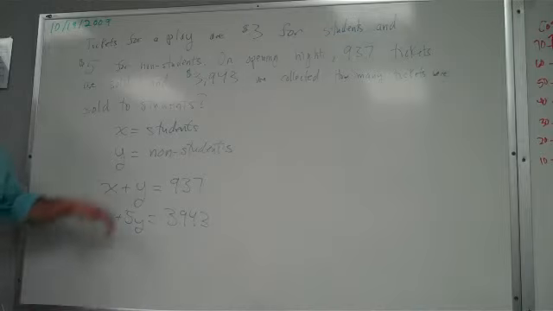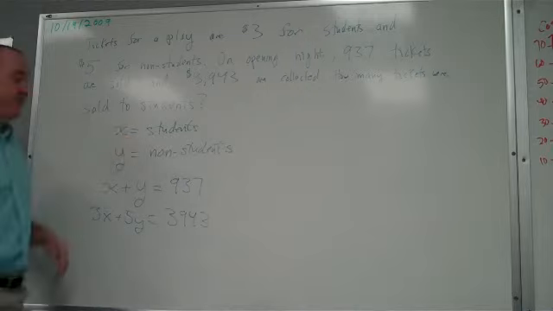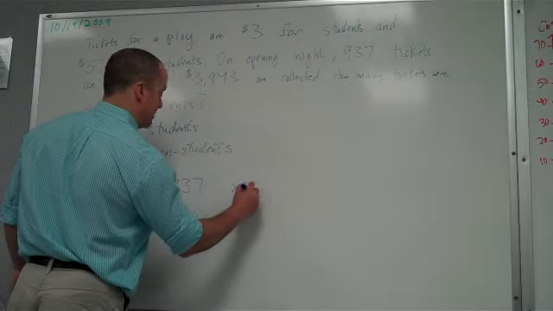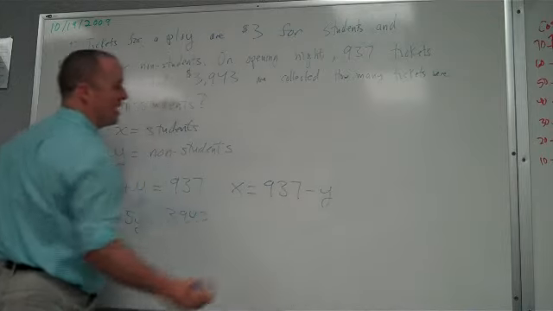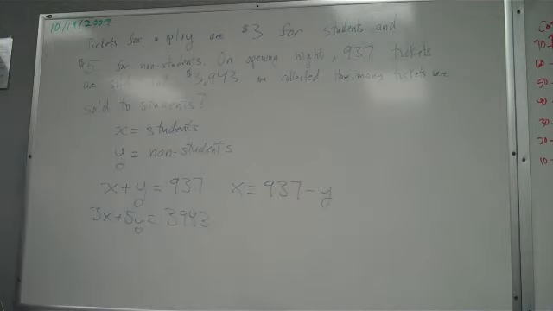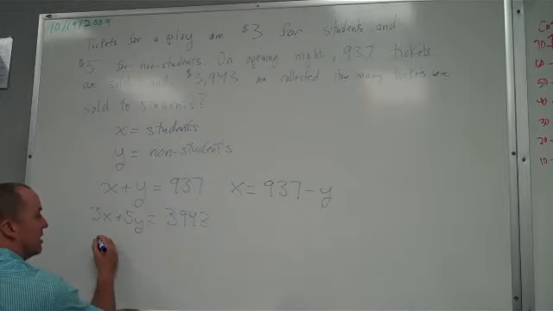How many tickets were sold to students? x is what we're looking for. Okay? So x equals 937 minus y. Did I correctly get x by itself? Yes. Now, are you going to plug it back into the second equation?